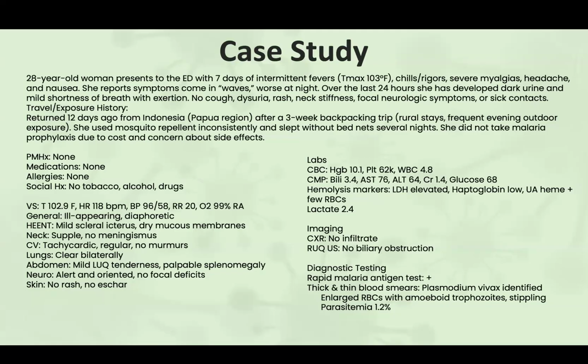So we have a 28-year-old woman who presents to the ED with 7 days of intermittent fevers with a Tmax of 103 Fahrenheit, chills, rigors, severe myalgias, headache, and nausea. She reports symptoms come in waves, worse at night. Over the last 24 hours, she has developed dark urine and mild shortness of breath with exertion. No cough, dysuria, rash, neck stiffness, focal neurological symptoms, or sick contacts.